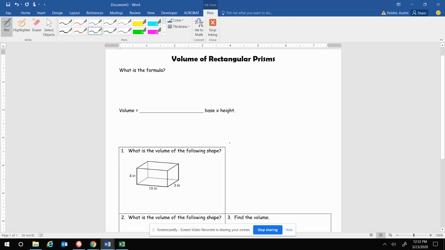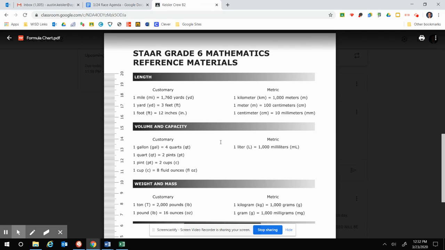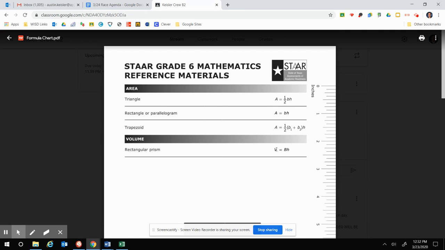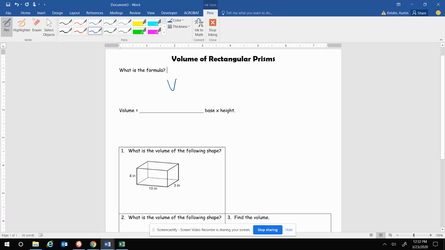I'm also going to put the formula on here just in case. If I look at my formula chart for volume, I can see on the back, sorry, I went too far. The volume is V equals capital B H. There is a very important part of that formula, and it's the capital B. That formula is not just base times height. That capital B means we have to find the area of the base and multiply it by the height. So volume is area of the base times the height.